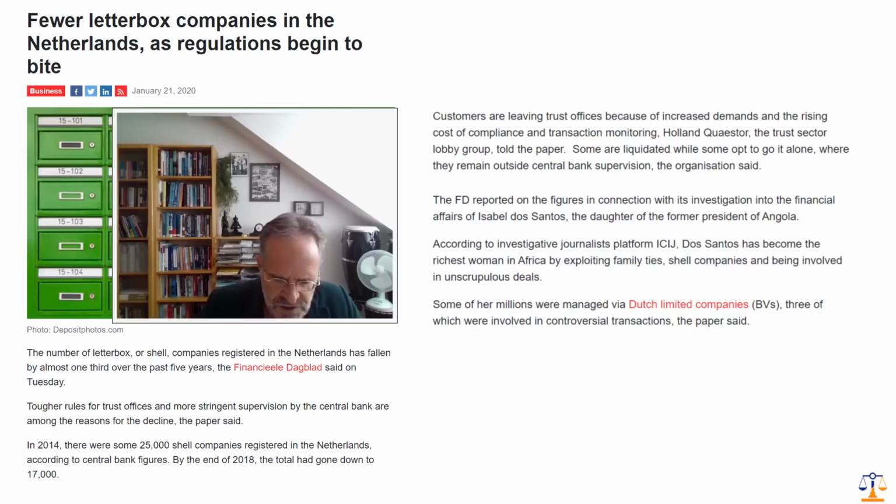Now, what is the beauty of the Netherlands? If you have a letterbox company, you can send an invoice to your own company in another country. For example, your letterbox company holds a trademark. You allow your subsidiary in Japan to use that trademark, so you make a contract, and for using the trademark, they pay you an amount of money. So you send the bill to Japan. Japan pays the money to your Dutch letterbox company.